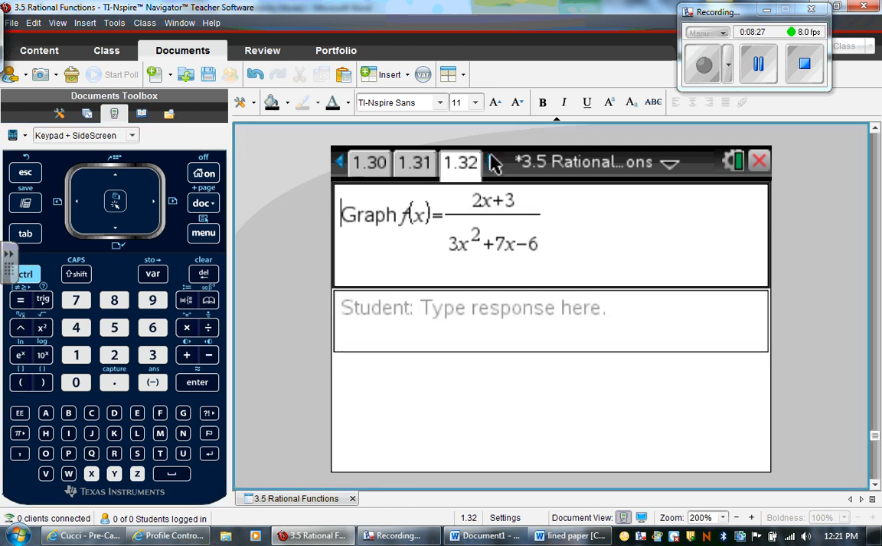So these do take a little time, and you do have to be able to do them by hand. You will not be allowed to use your calculator to do these ones out.